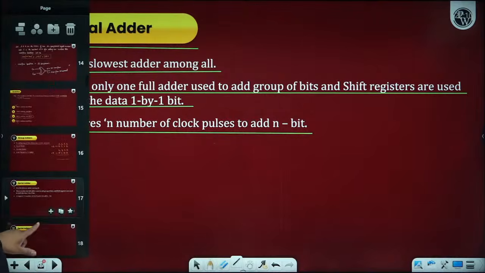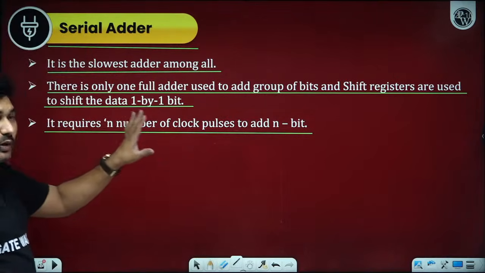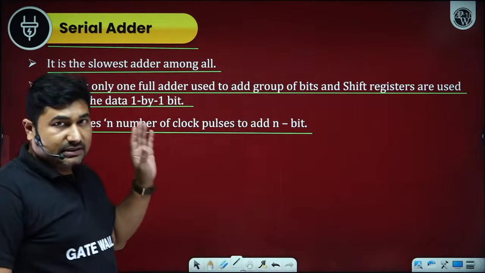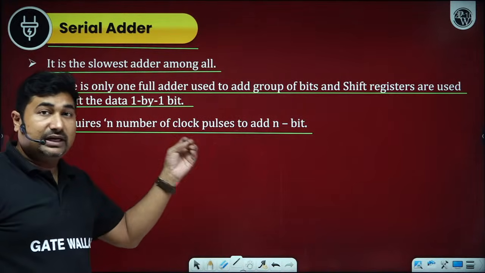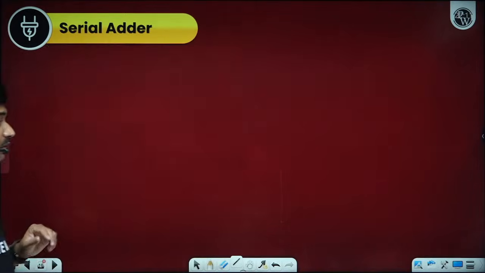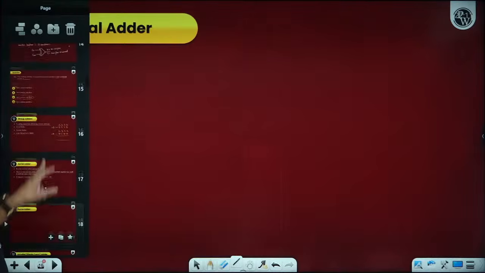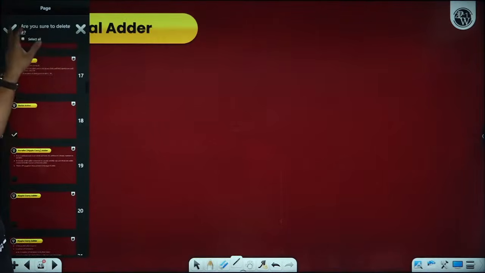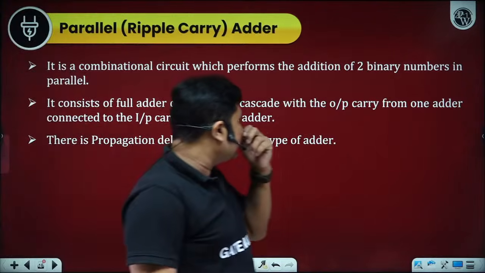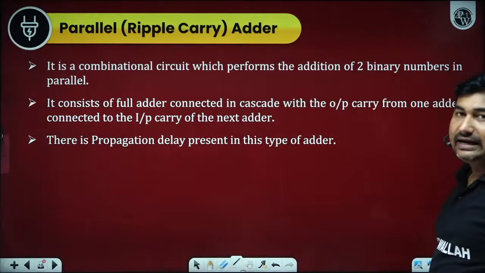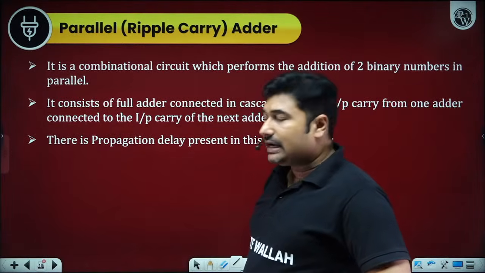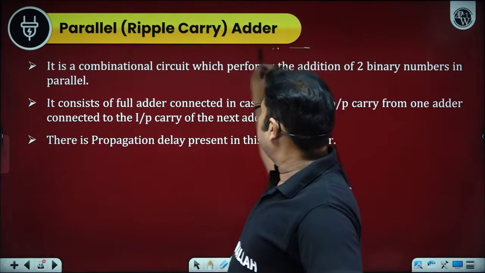So now I am moving towards the next adder. Because the serial adder is slow, with only one full adder used to add n number of bits, we want a faster adder. The faster adder is the ripple carry adder. This ripple carry adder is also called a parallel adder. So please write down, the next one is your parallel adder.